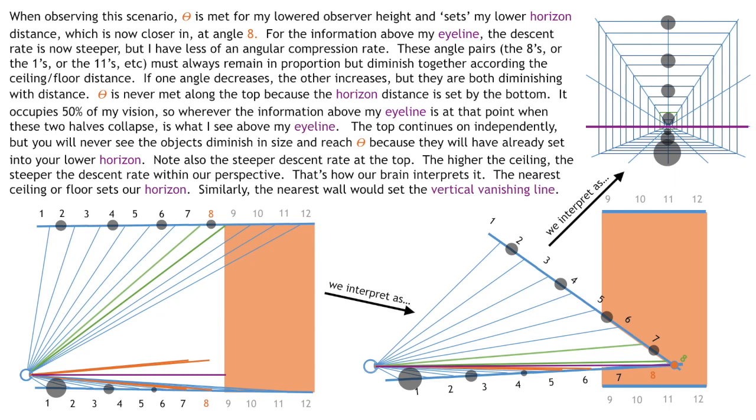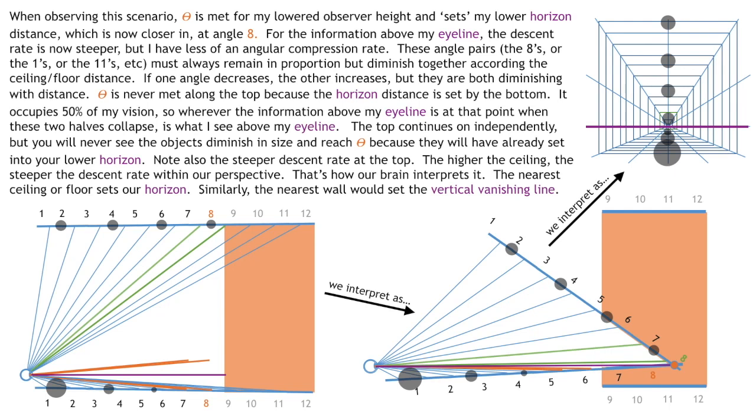The nearest ceiling or floor sets our horizon. Similarly, the nearest wall would set the vertical vanishing line if we were up against a long wall, let's say. So if we collapse our diagram here and we press the image downward along the top and upward along the bottom to reach essentially a horizontal line.